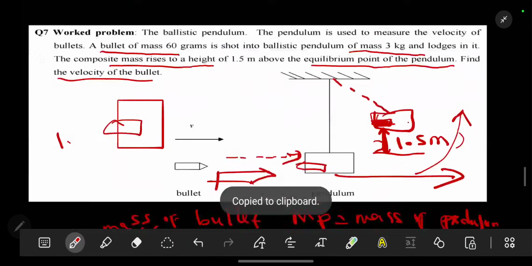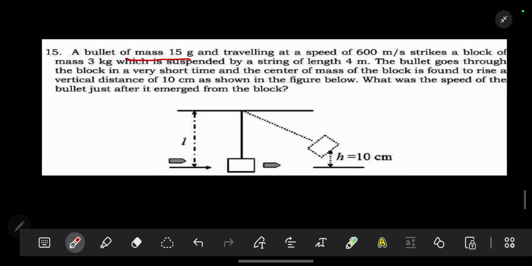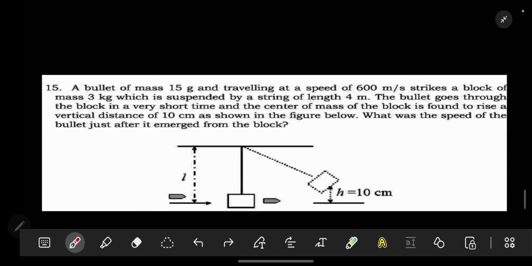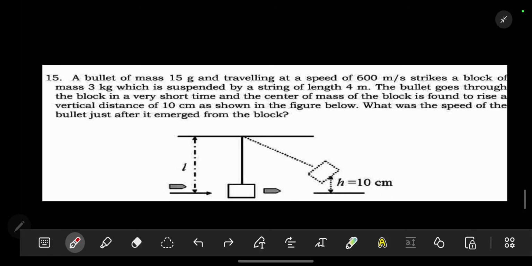If it goes through, what are you supposed to do? So we have a bullet of mass 15 grams, traveling at a speed of 6,000 meters per second, that strikes a block of mass 3 kg, which is suspended by a string of length 4 meters. The bullet goes through the block in a very short time, and the center of mass of the block is found to rise a vertical distance of 10 centimeters as shown in the figure below. What was the speed of the bullet just after it emerged from the block?